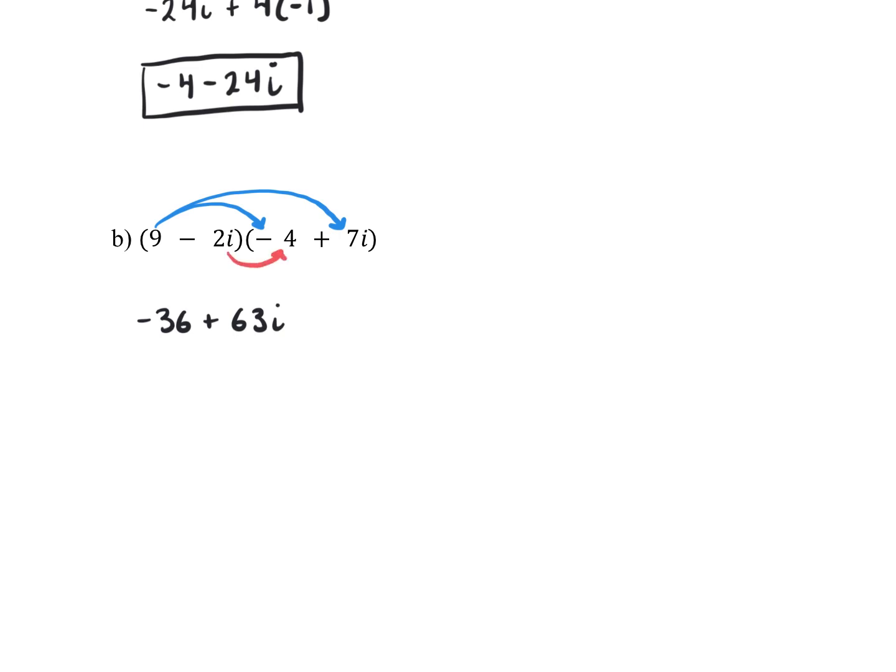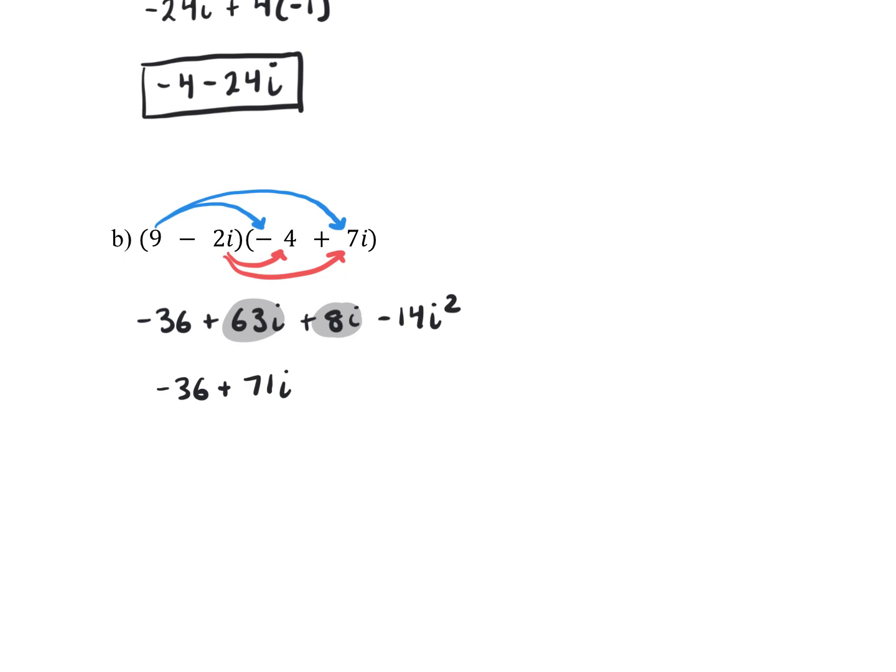And then we could do our second term times our second binomial here. So we have plus 8i minus 14i squared. Now we are going to be combining our i terms here. So we get -36 plus 71i.